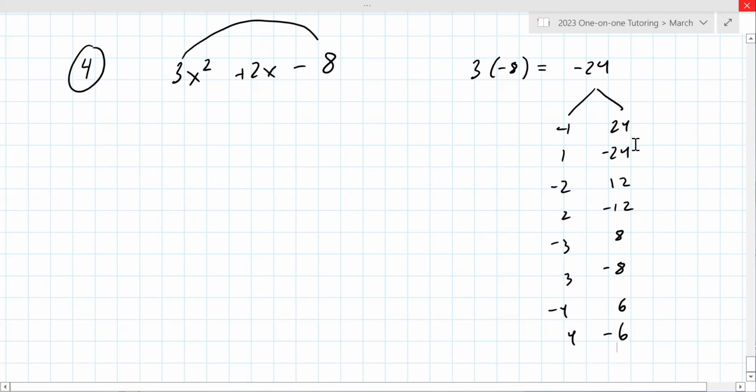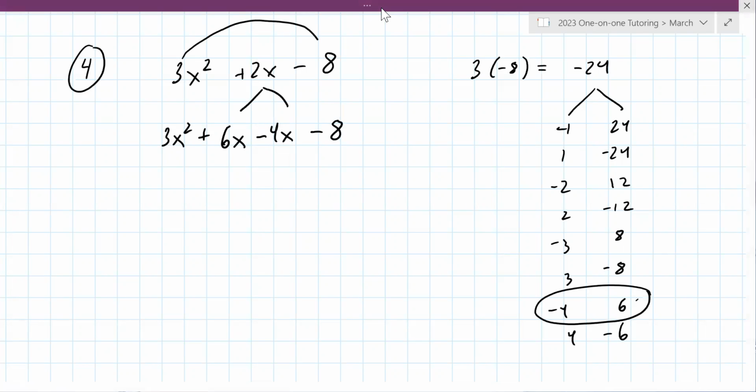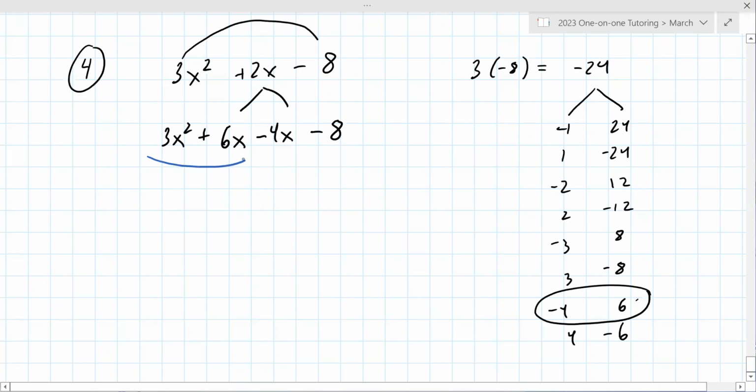Now it feels like it could take a really long time to do that. If you're fast with division, or if you've got a calculator, it's not too bad. You're looking for the pair though, this is the key, that adds to positive 2. Which in this list adds to positive 2? Negative 4 and 6. So here's why that's important. This 2x gets broken apart into 6x minus 4x. You bring the 3x squared down, you bring the minus 8 down, and now you do what's called factor by grouping. Basically you look at the first 2 terms here and you say, what's common between them? What's the GCF?